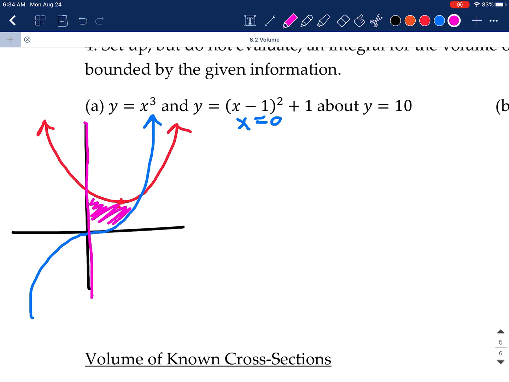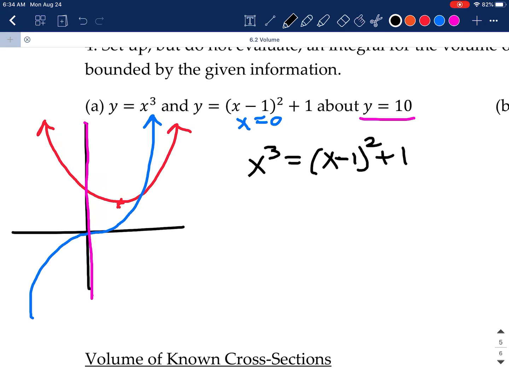So if I want that region inside, I'm going to need to figure out what I'm rotating about. So that's y is 10, okay. So 10 is somewhere above. Clearly it's going to be past the intersection points, right? So if x cubed equals (x minus 1) squared plus 1, these are going to be equal to each other at 1 and only 1, I think. Yeah. So you can verify that 1 is equal to 0 squared plus 1. So their intersection point is going to be at 1.